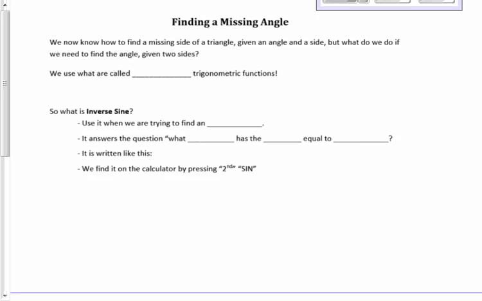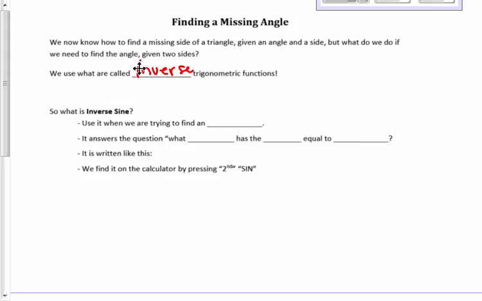So how would we go about finding a missing angle? We've already talked about how to find the missing side of a triangle given an angle and a side. That was your previous material where we had sine, cosine, tangent. You had one side length and a given theta, or a given angle, and we had to cross multiply and solve. But now the question arises, what do we do if we need to find the angle given two sides? We use what is called the inverse of our trig functions.